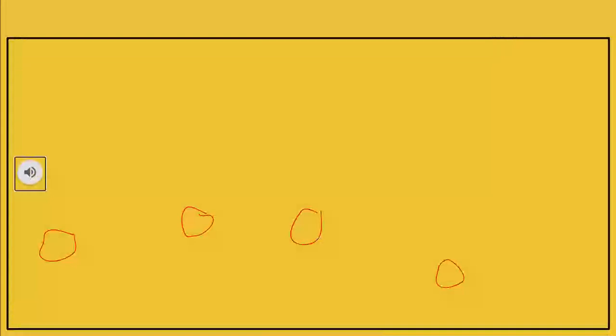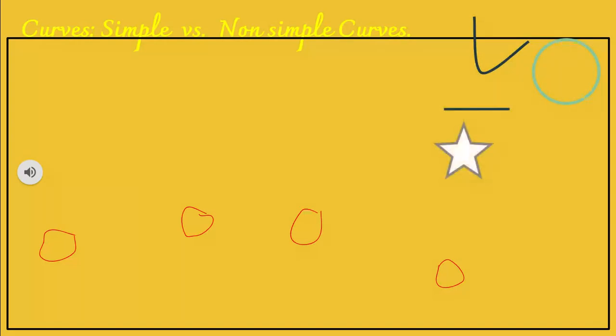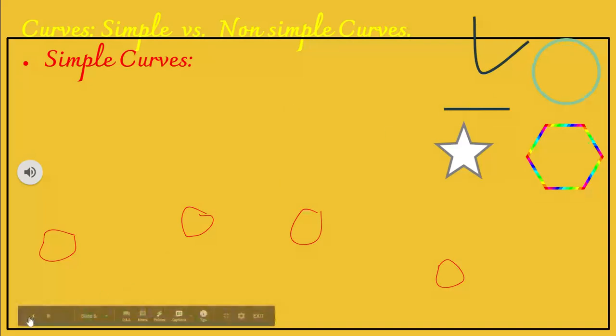Similarly, we analyze further. The curves can be of two types depending on their complexity, that are simple curves and non-simple curves. Simple curves. What is a simple curve? Curves that do not cross themselves. That is called a simple curve. So here you can see some examples of simple curves. They do not cross themselves.